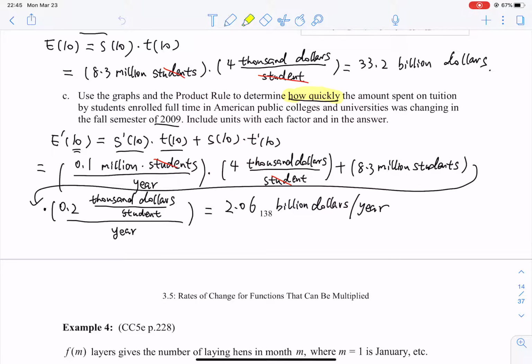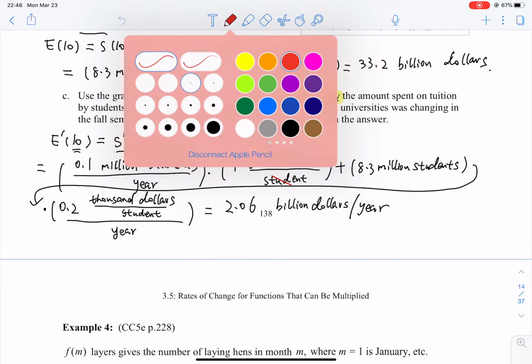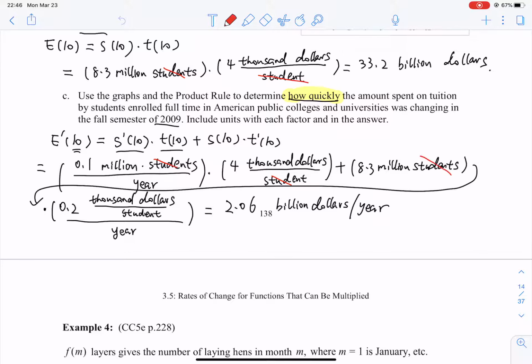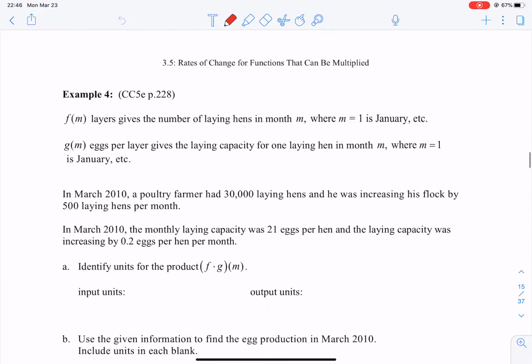And then let's check the second term. The second part, mailing students. Mailing students, you can see here, it's better to make them one line instead of two lines. So student here can be cancelled. You can see here, student can be cancelled. And then we have mailing left, $1,000 left, so $1 billion. And in the denominator, we have year. So still, it is also $1 billion per year. They're the same units.